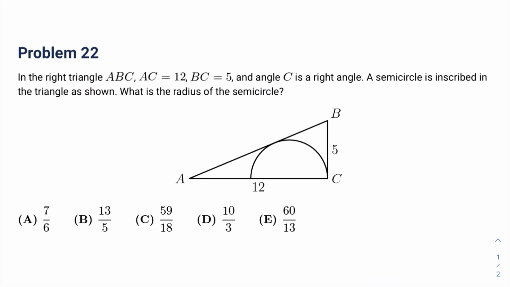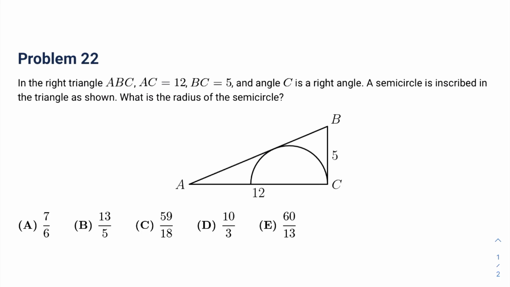In the right triangle ABC, AC equals 12, BC equals 5, and angle C is a right angle. A semicircle is inscribed in the triangle as shown. What is the radius of the semicircle? So C is 90 degrees, and because this is a right triangle, we know that AB is 13.